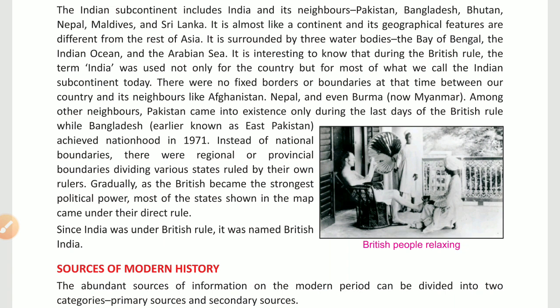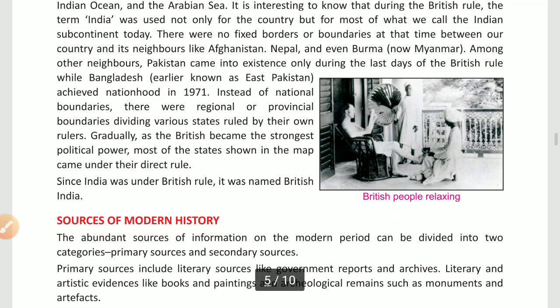Instead of national boundaries, there were regional and provincial boundaries dividing various states ruled by their own rulers. Gradually, as the British became the strongest political power, most of the states shown in the map came under their direct rule. Since India was under British rule, it was named British India. So we see that the whole Indian subcontinent was under British rule, and who all come in the Indian subcontinent, we have already seen.